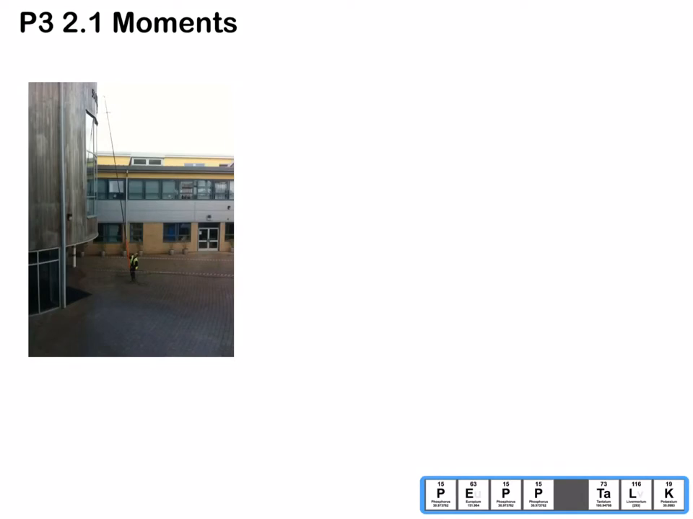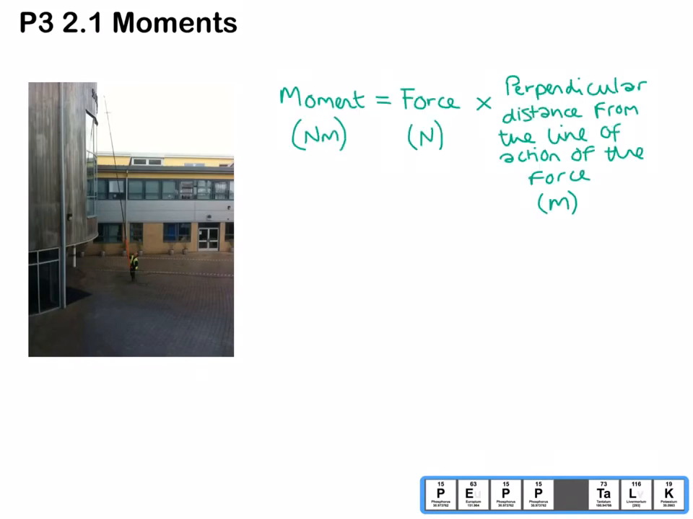Well, the size of a moment is actually the product of two things. Firstly, it's the product of the size of the force that is being exerted and the distance from the pivot that force is actually exerted. So although the load or the weight of his brush was really, really small, it was a long way from the pivot point, and we can actually calculate a moment using this calculation.